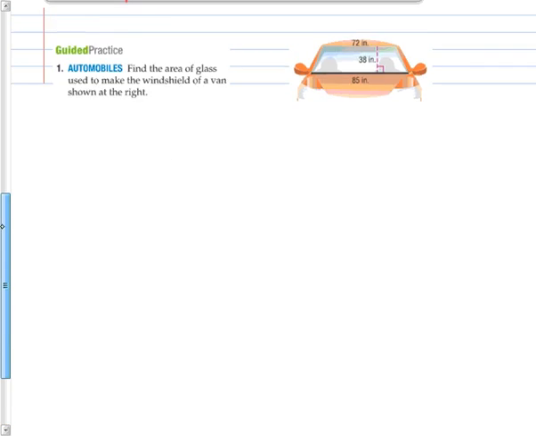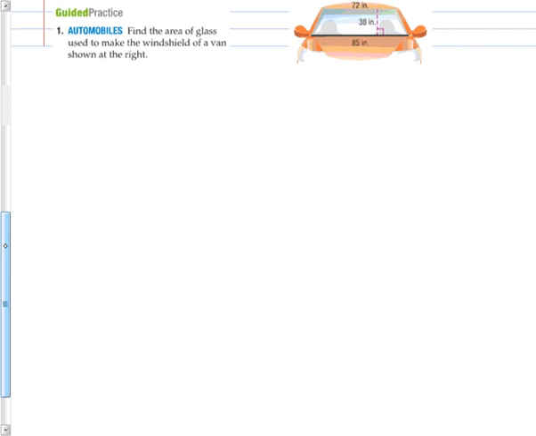Automobiles. Well, if you have a flat front windshield, this would be true. Most of us have curved windshields, but that's okay. Find the area of glass used to make the windshield of a van shown at the right. We will assume this is a flat one because it catches bugs better. Area equals, what's the formula? No numbers. Well, unless there's a number in the formula. 1/2 H. Base 1 plus base 2.